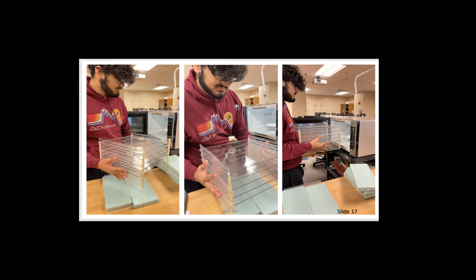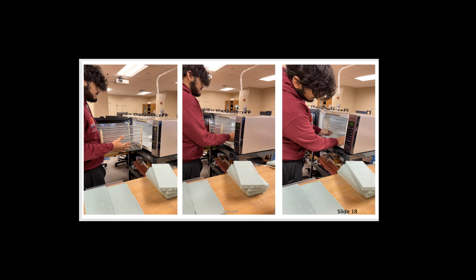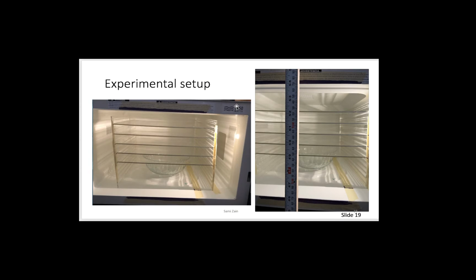Here you can see me carefully moving the grid and placing it inside the microwave cavity. We made sure to mark the inside of the cavity with tape in order to ensure that the grid was placed at the same spot for all tests. Please turn to slide 18. This slide depicts me placing the grid into the microwave. Please turn to slide 19.